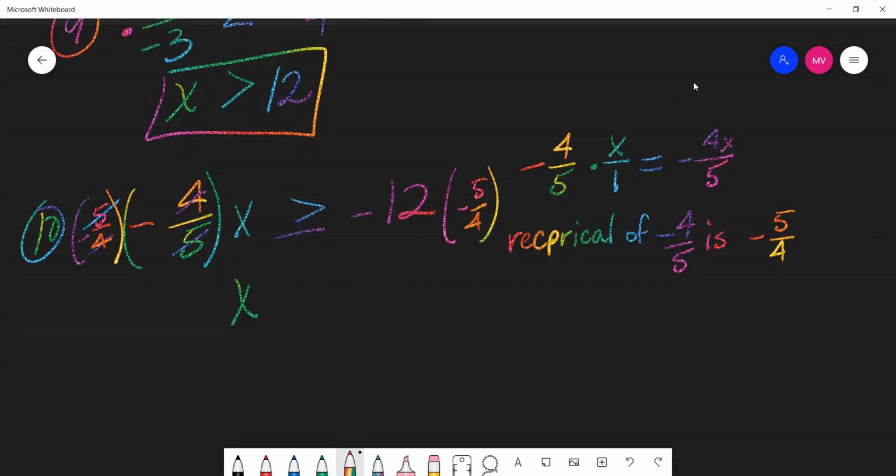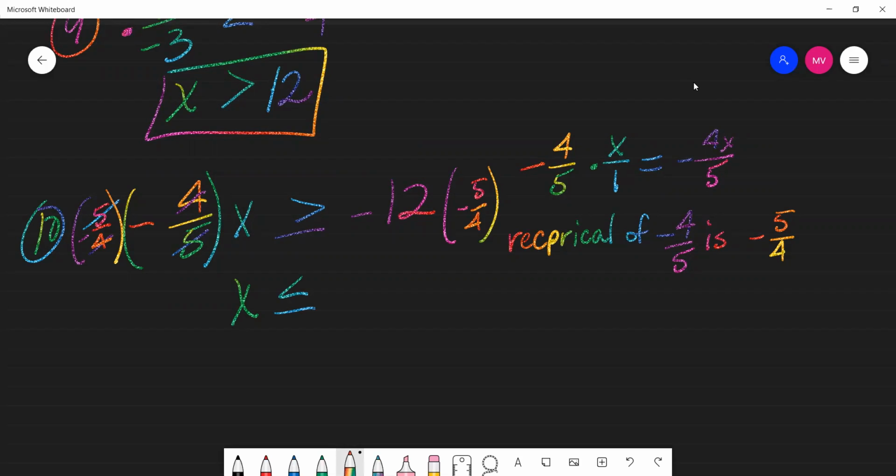So what is my solution here? That was kind of a crazy one because we don't usually use reciprocals. First off, do I have to flip my inequality sign? Why? Because I used a negative. Because I multiplied by -5/4. So because I multiplied by a negative, you have to reverse your inequality sign.